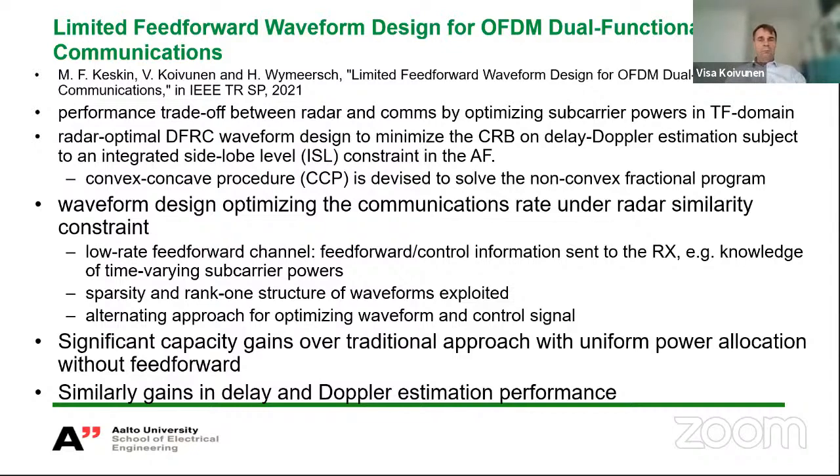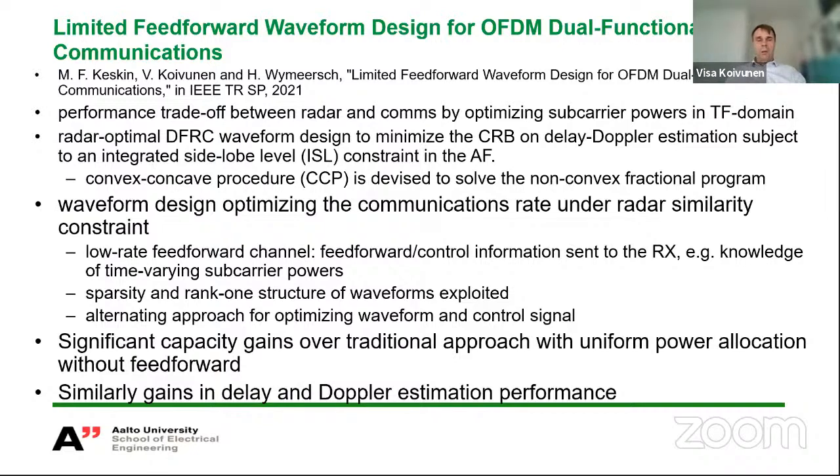And then we have a variety of techniques to solve the problem, exploiting the sparsity and rank one structure of the waveforms, and then the actual optimization problem. Since you're optimizing both the waveform and the control signal, you can do the optimization in an alternating manner. And this approach gives you significant capacity gains over the traditional approach where you use uniform power allocation on the subcarriers without any feed-forward capabilities.